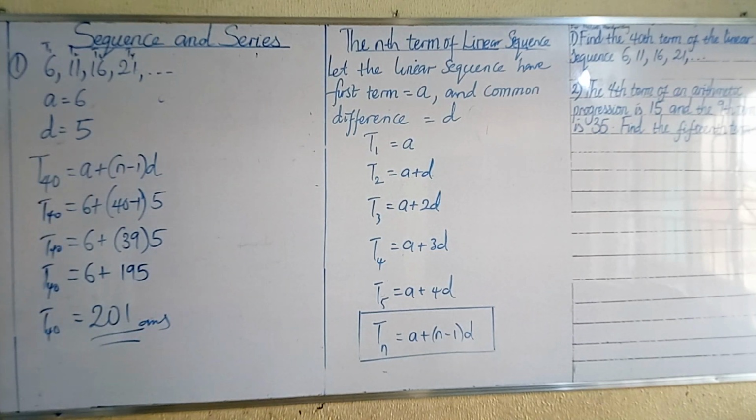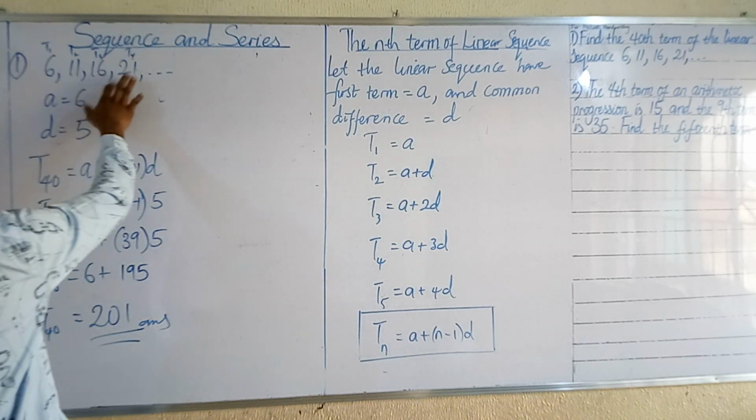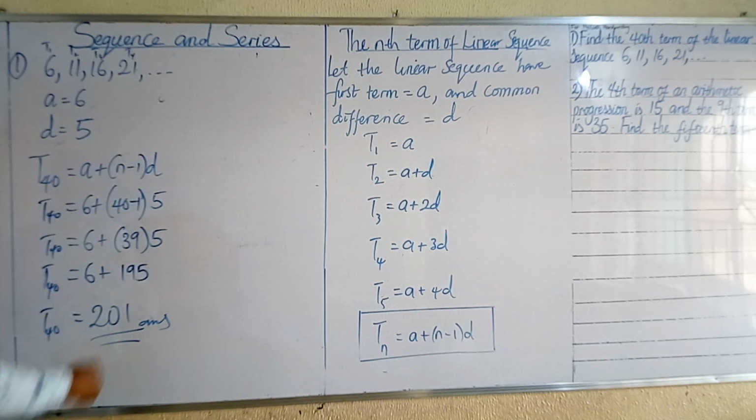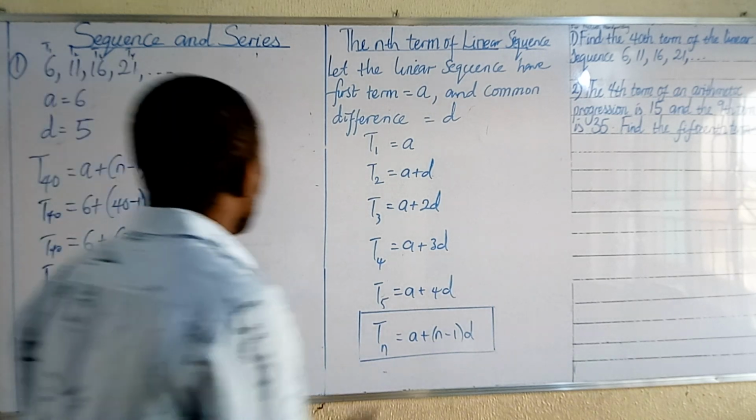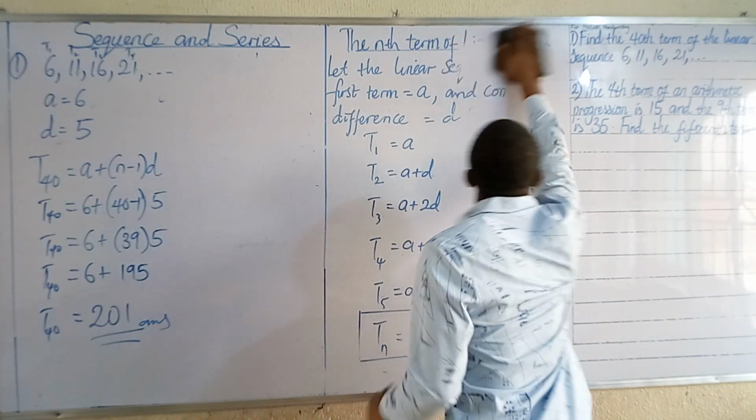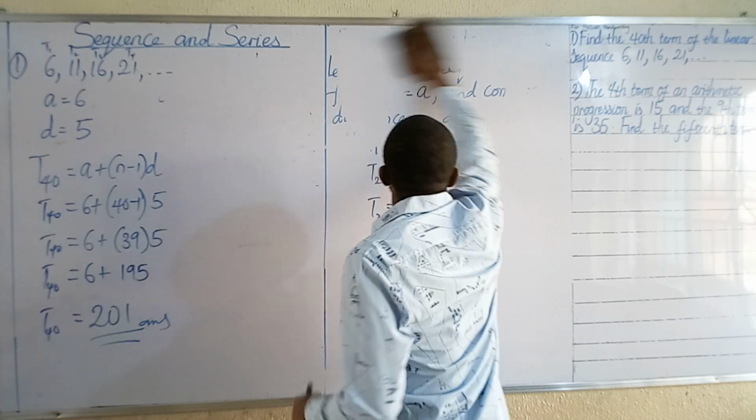So the 40th term of this sequence 6, 11, 16, 21, the 40th term is now 201. So question number 1 solved. Then I will erase this part to answer question 2.